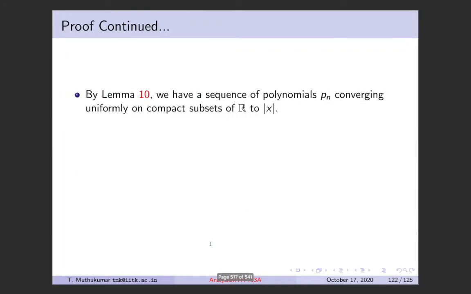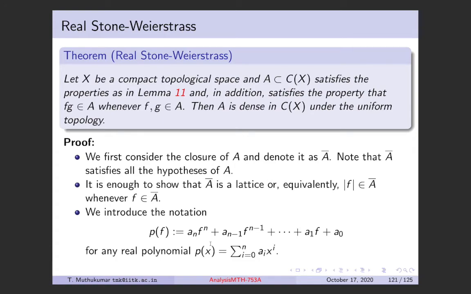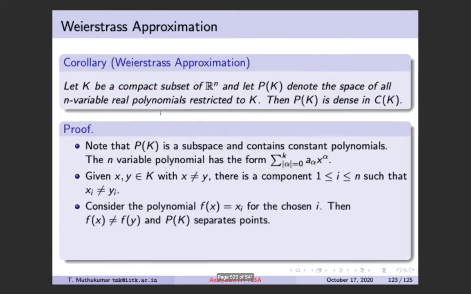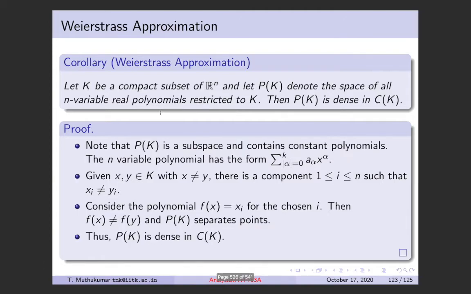Did we check everything? Wait a second. Yeah, we need to check the product of polynomials. The product of two polynomials is also a polynomial, right? I forgot to mention that. So that is also true. So we have the density of the class of all polynomials in the space of all continuous functions.